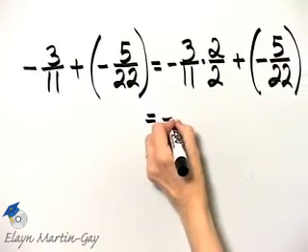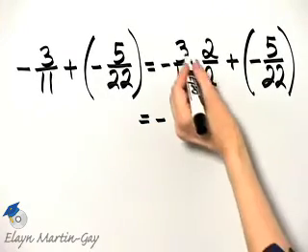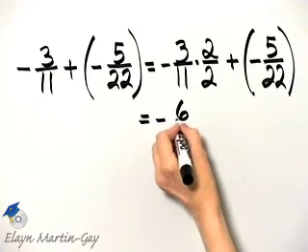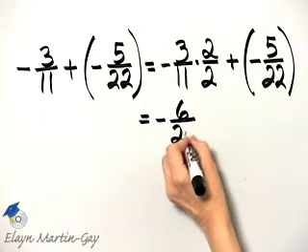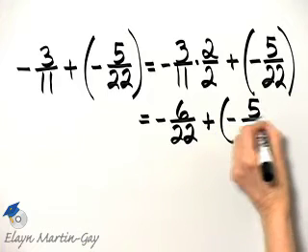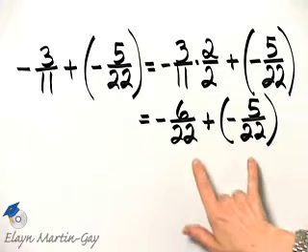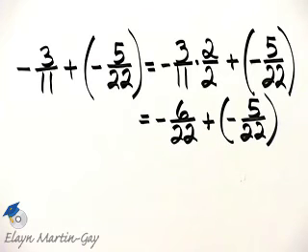Let's see what we have then. We have negative. Now let's worry about 3/11 times 2 over 2. 3 times 2 is 6, over 11 times 2 is 22, plus -5/22.